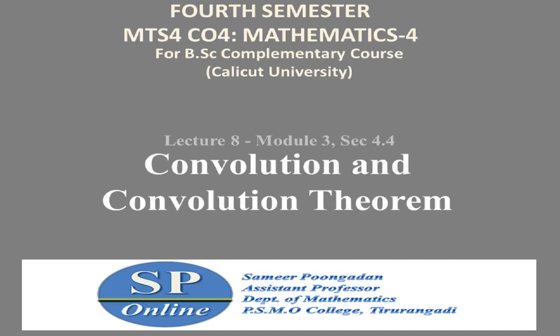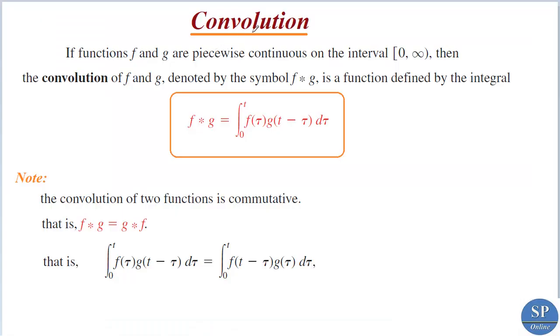In this lecture, we are going to discuss the convolution and convolution theorem. Convolution of two functions. Consider two functions f and g which are piecewise continuous on the interval [0, infinity). Then the convolution of f and g is denoted by f star g, and is defined by this integral: f star g is equal to the integral from 0 to t of f of tau g of t minus tau d tau.